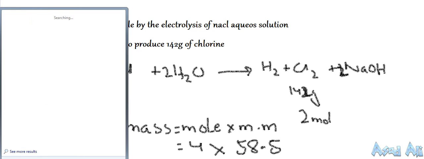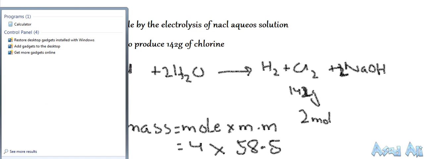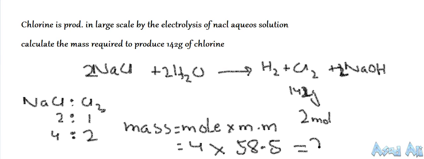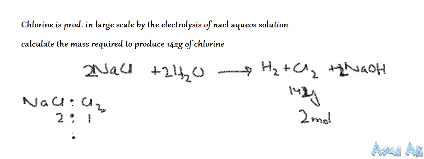Now multiply 4 by 58.5, and that will give 234. So in order to produce 142 gram of chlorine, we need 234 gram of NaCl. This is a very simple calculation. Now we'll move into the mass volume relationship, and we'll do this example given in the book.